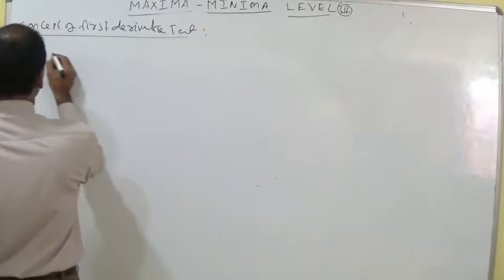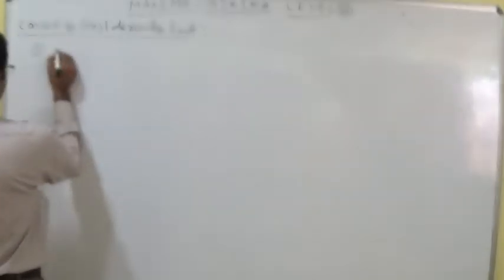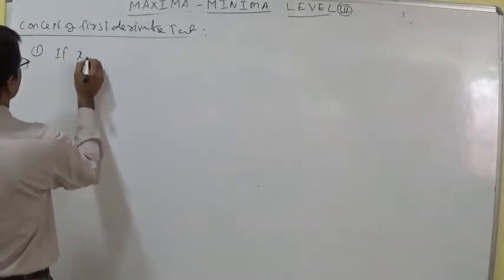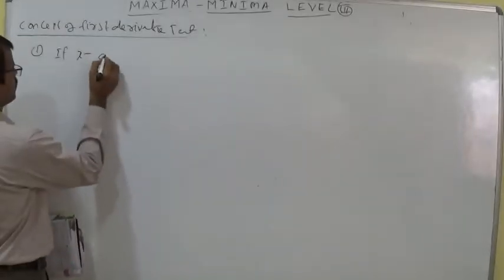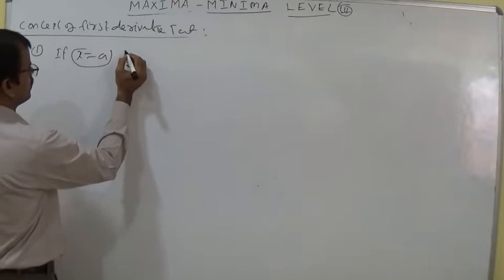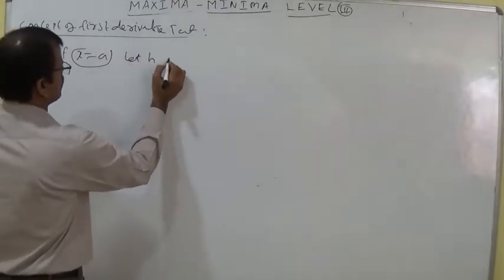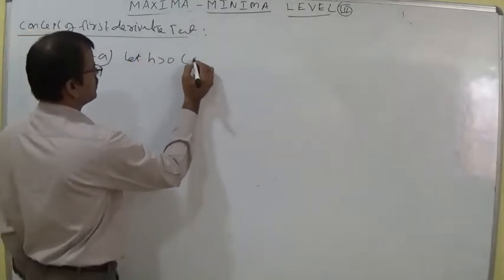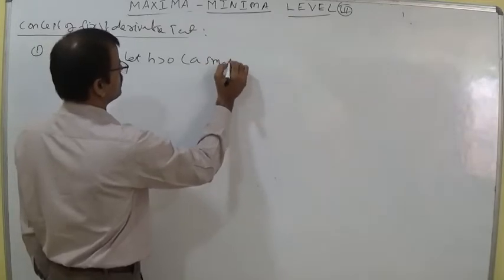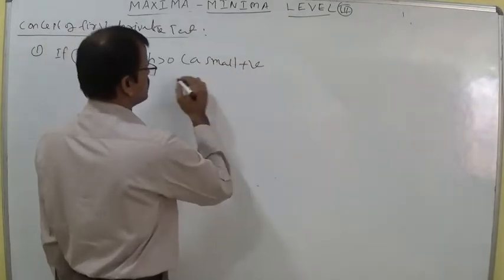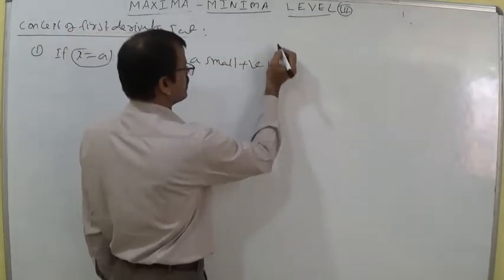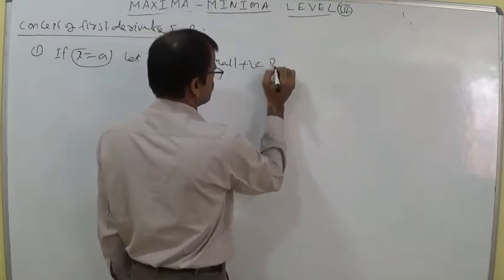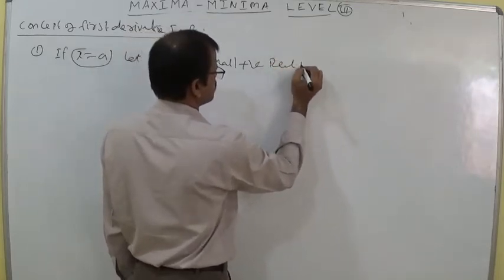I am writing the first point here: at x = a, let h > 0, that is a small positive number. h is a small positive real number, not an integer.